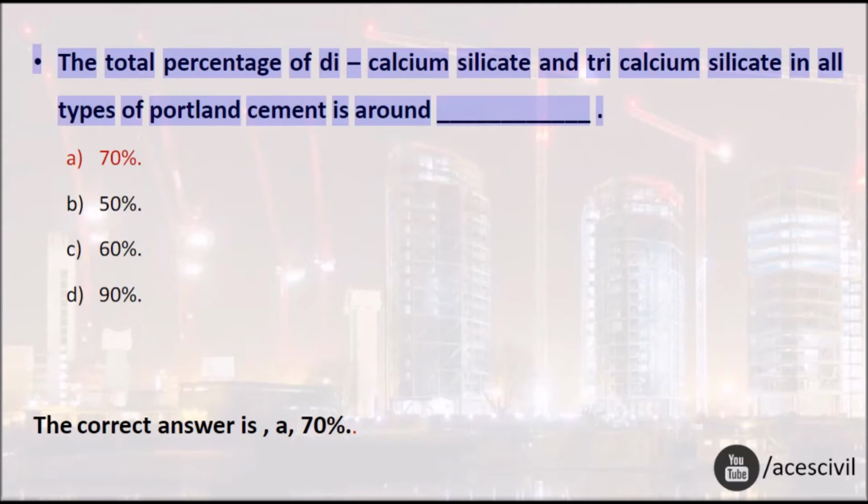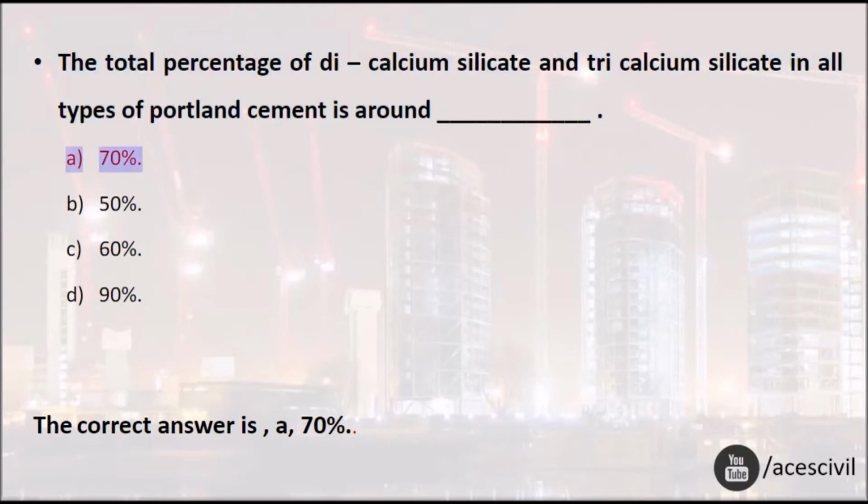The total percentage of dicalcium silicate and tricalcium silicate in all types of Portland cement is around A. 70%, B. 50%, C. 60%, D. 90%. The correct answer is A. 70%.